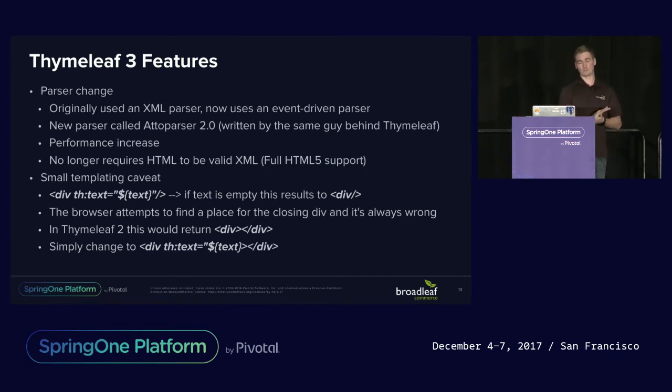So in some of our templates, we had things like this, a self-closing div with th:text. This was fine in Thymeleaf 2, regardless of what text was. In Thymeleaf 3, this is fine if text is not null. If text is null in Thymeleaf 3, this results in a self-closing div tag that gets sent to the browser. The browser goes, I don't know what a self-closing div tag is. I guess it's an open tag, and then sort of arbitrarily finds where it wants the close tag to go. This can mess with your templating quite a lot.